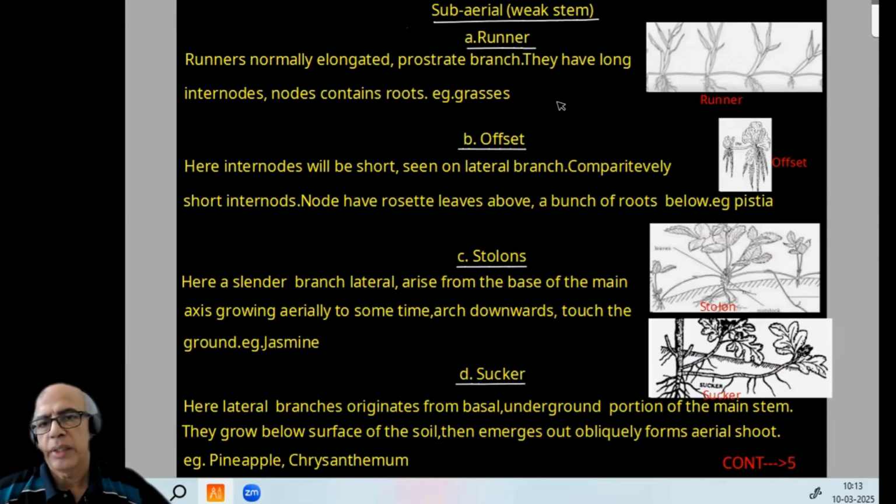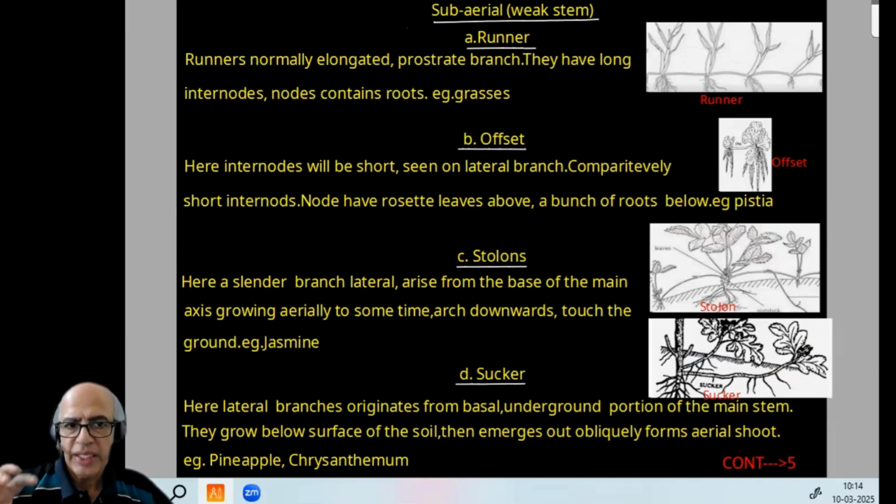Second, under subaerial. Subaerial means not well above the soil, not well below the soil, so almost on the surface or just below it. The second subaerial type is offset. Here internodes will be short. It is seen on a lateral branch, with comparatively short internodes. Nodes have rosette leaves above and a bunch of roots below. Example is Pistia. This is the plant, offset. This one is runner. So you can find the difference between runner and offset. Now, third is stolon.